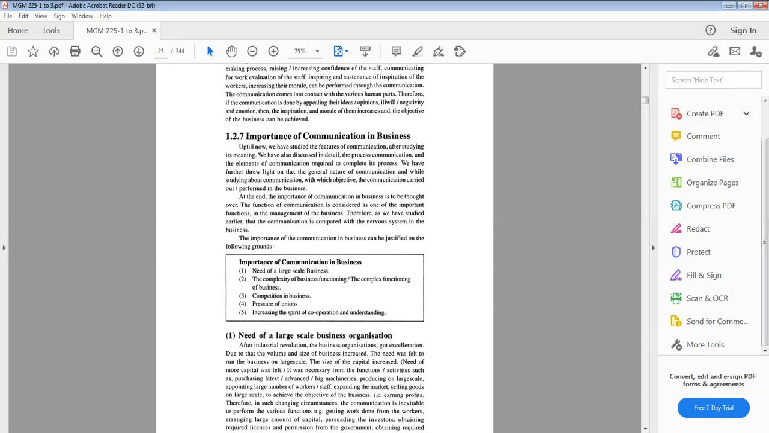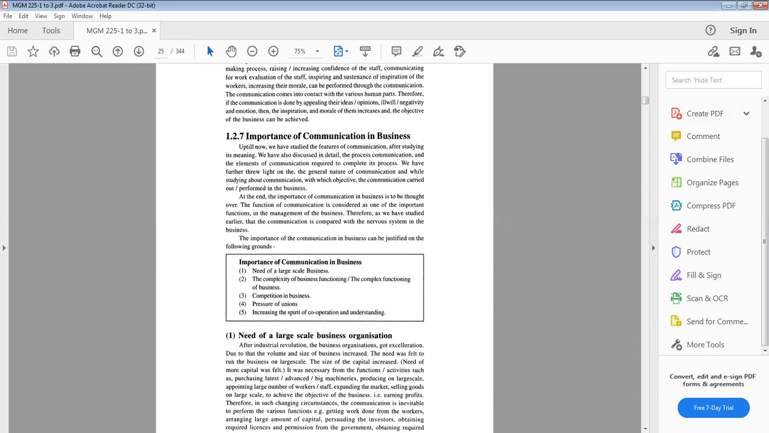Competition in business. Today's competition prevails in every business. The competition is more acute and cutthroat. If you are not successful and do not serve well, the existence of the business will come in danger. Therefore, it is found that every business organization is struggling for existence.